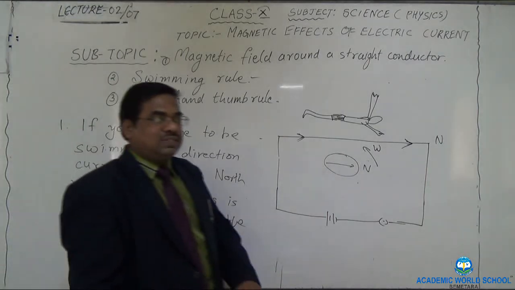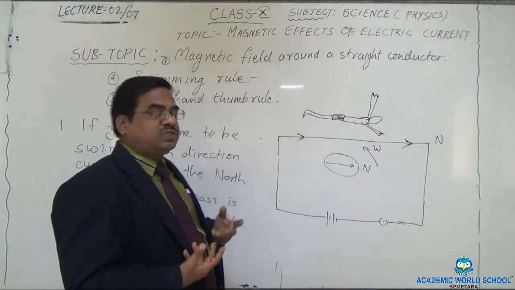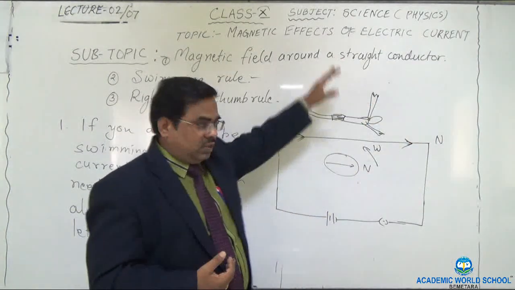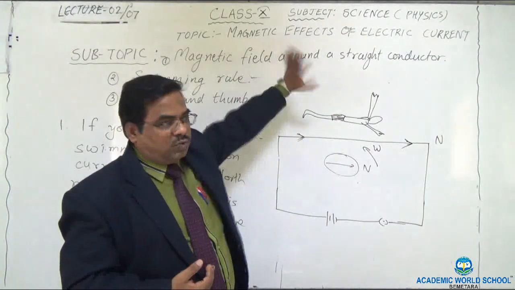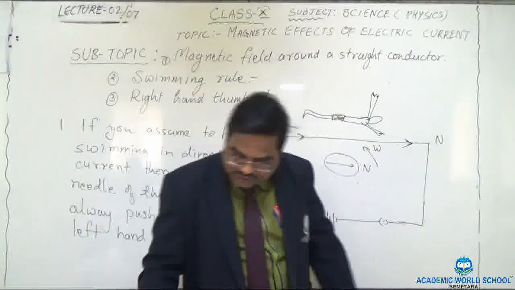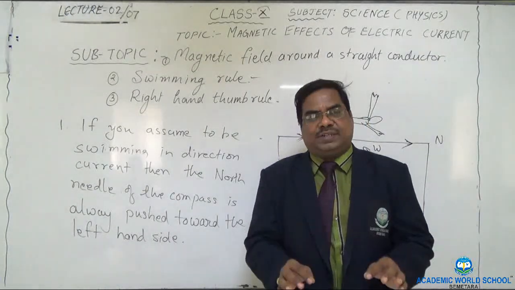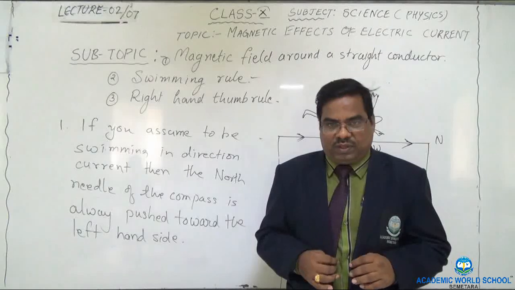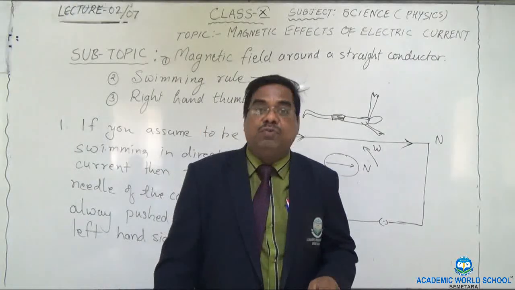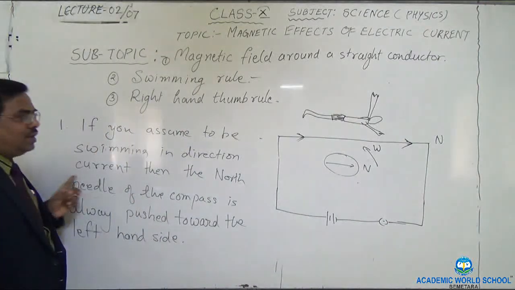This is known as the swimming rule. Swimming rule means if you assume yourself to be swimming in the direction of the current, then the deflection of the compass will always be towards your left hand side. I hope the swimming rule is clear. It clearly elaborates on which side the deflection of the compass needle will take place. This is very important and you have to explain it with the experiment. Therefore, note down the statement and this diagram.